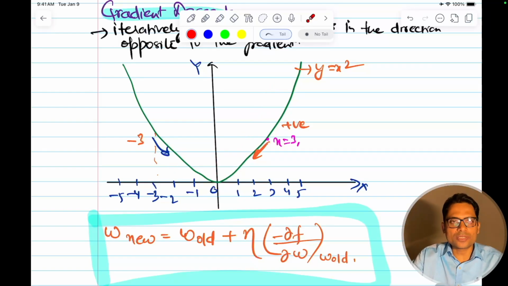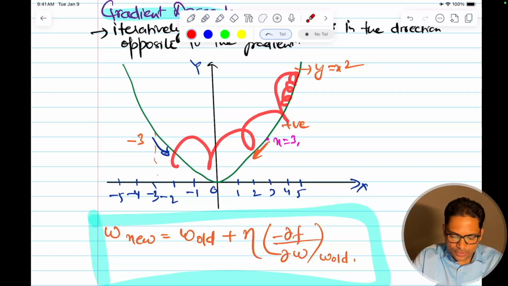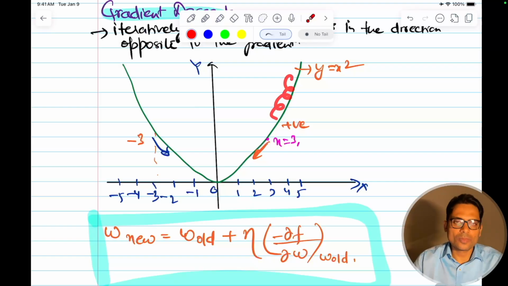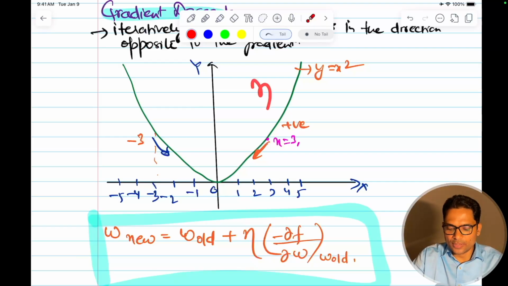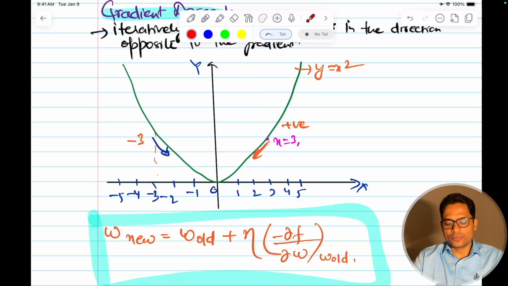Or I can take small steps. I can go slowly like this, and then finally I will reach here. Or I can jump here, and then after some time it will come here. So this learning rate is nothing but the step size that I will take. I will take big steps, or I'll take small steps. You have to find this out by hyperparameter tuning, by trial and error. What will be a good learning rate for my model?